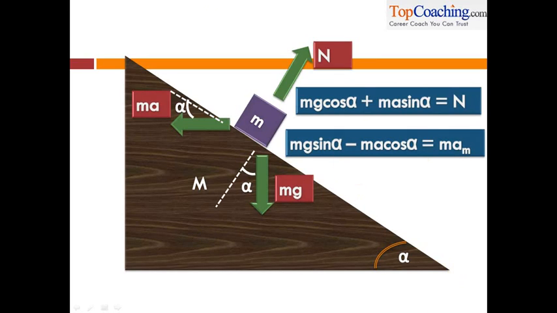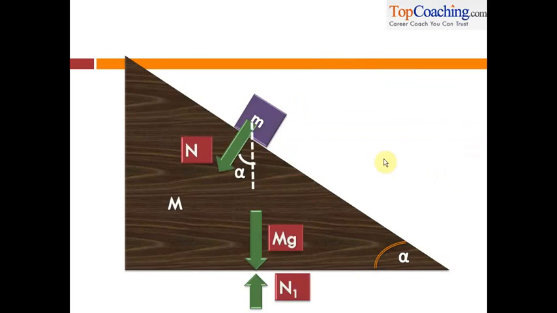Parallel to the wedge, we can say that mg sin alpha minus ma cos alpha equal to m a_m, where a_m is the acceleration of the small block mass m in the frame of reference of the wedge capital M. Again, mg sin alpha is the component of the gravitational force along the slope of the wedge, and ma cos alpha is the component of the pseudo force along the slope of the wedge. Mg sin alpha minus ma cos alpha is m into a_m.